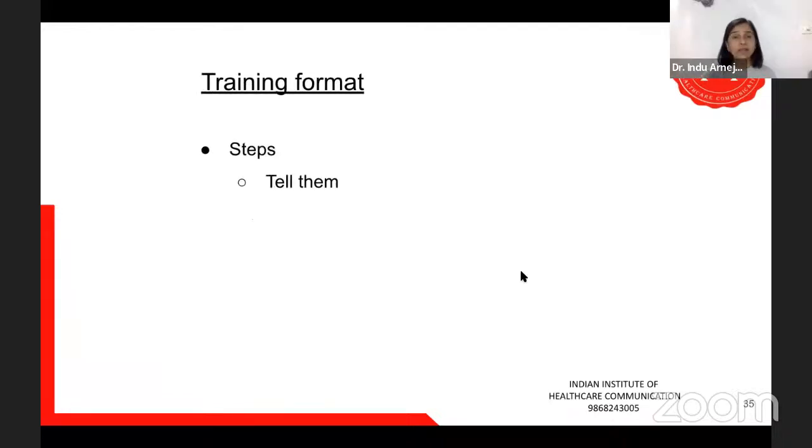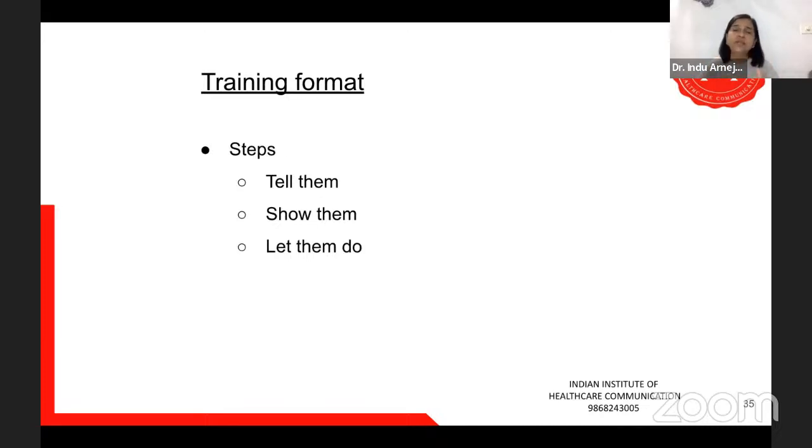The other could be when you are helping them learn something. The steps that you will follow are: you tell them what needs to be done, show them how to do it, and then let them do. For example, in role plays, you tell them that this is how you need to deal. Then you give them a demo, okay, this is the way to do it. And then you ask them to practice and then give them feedback.